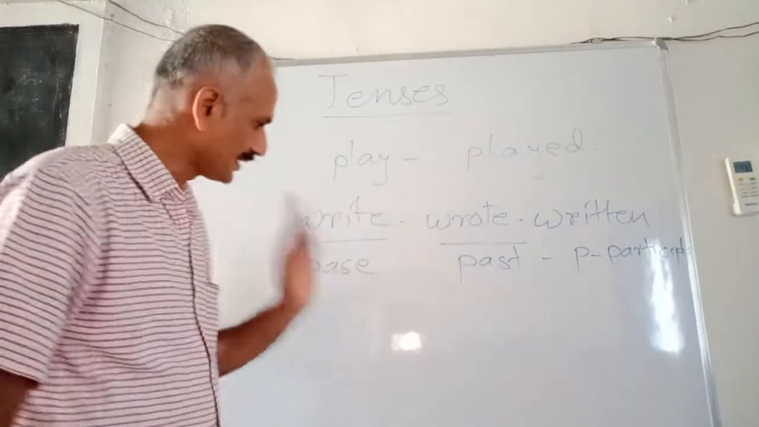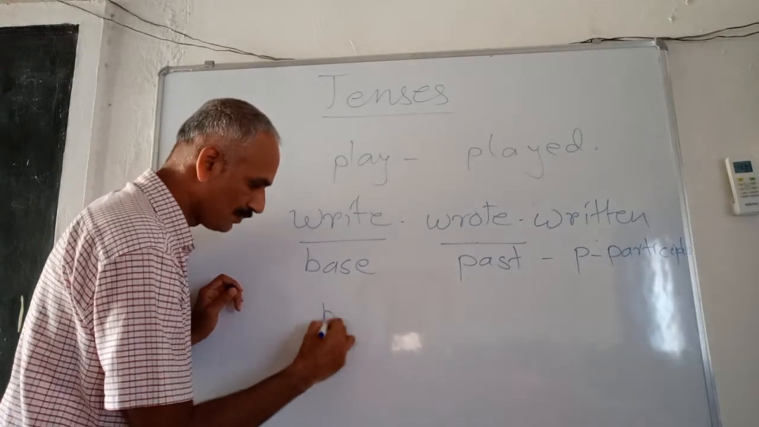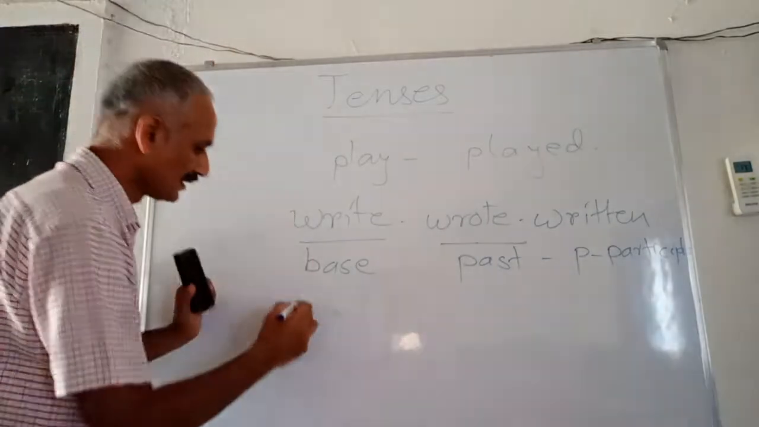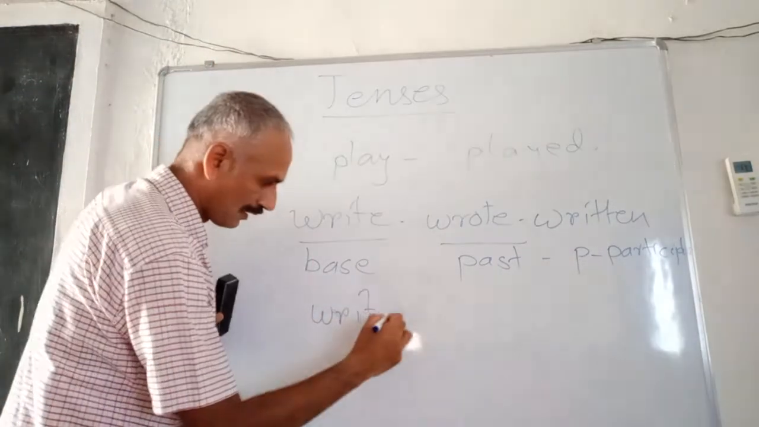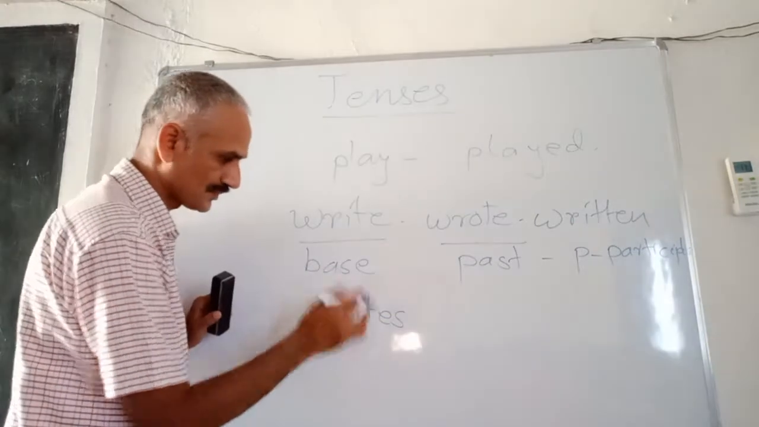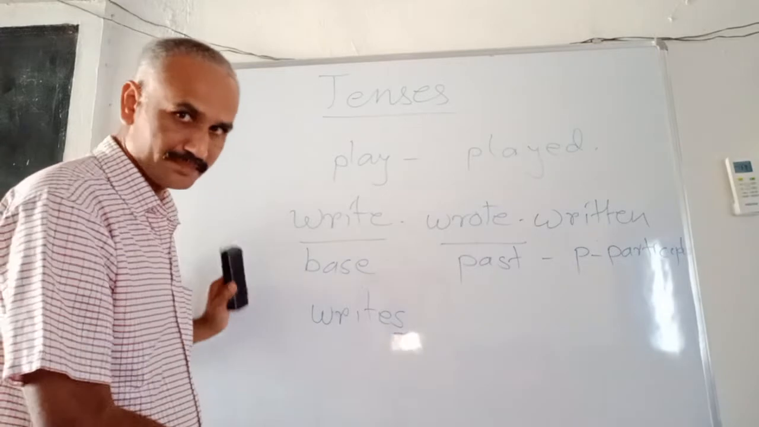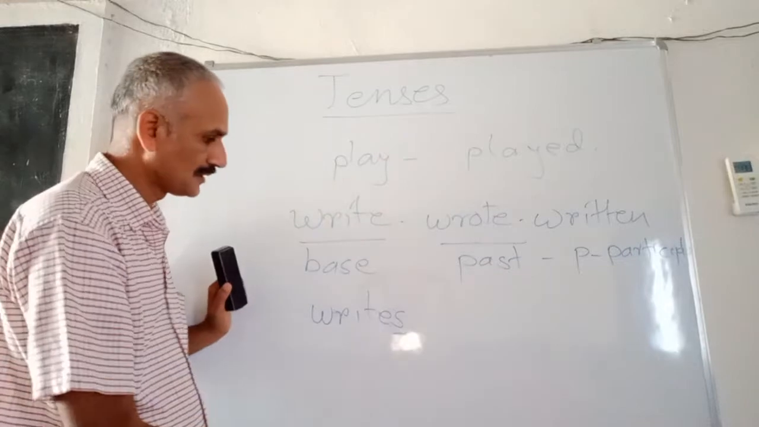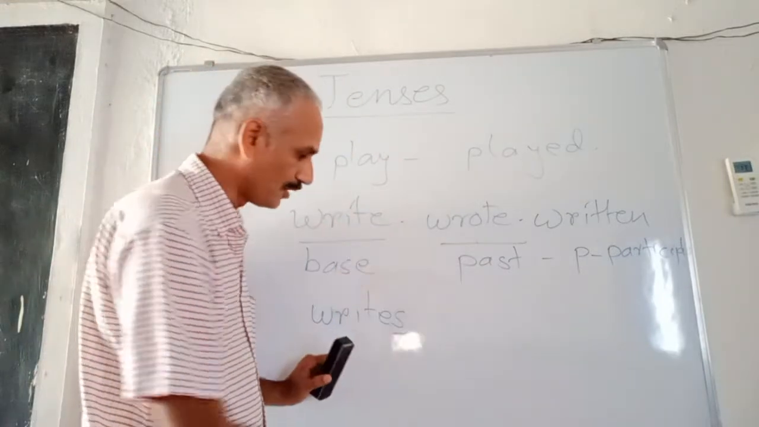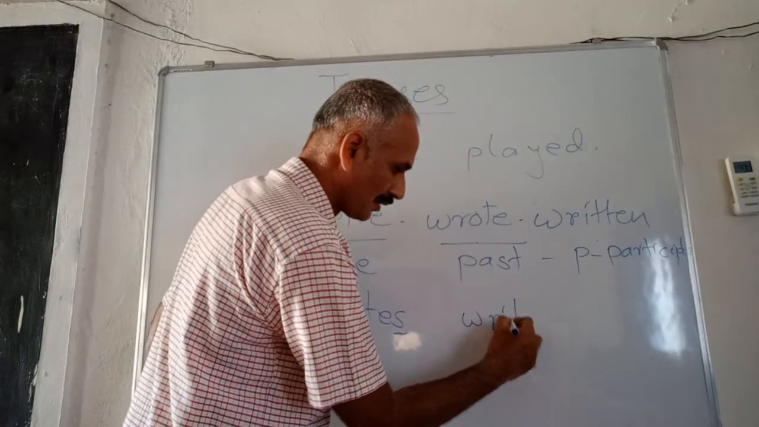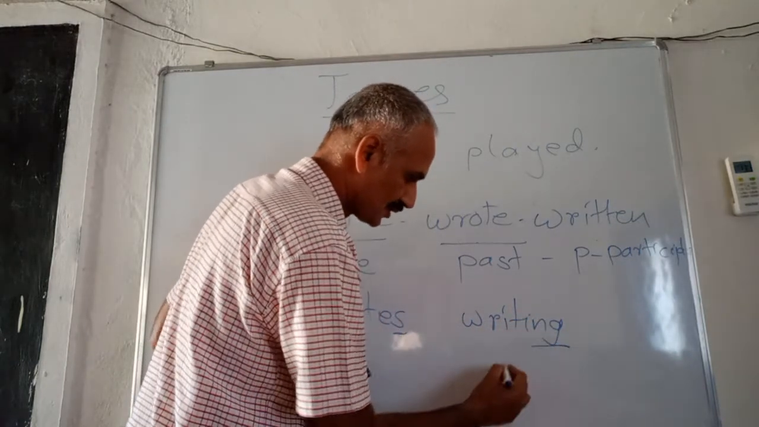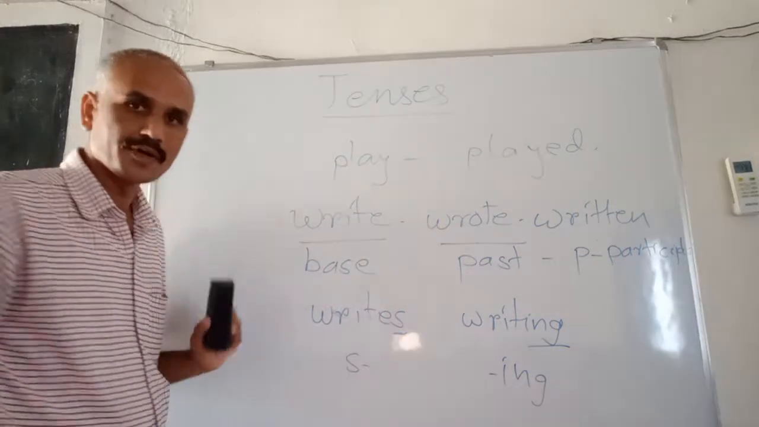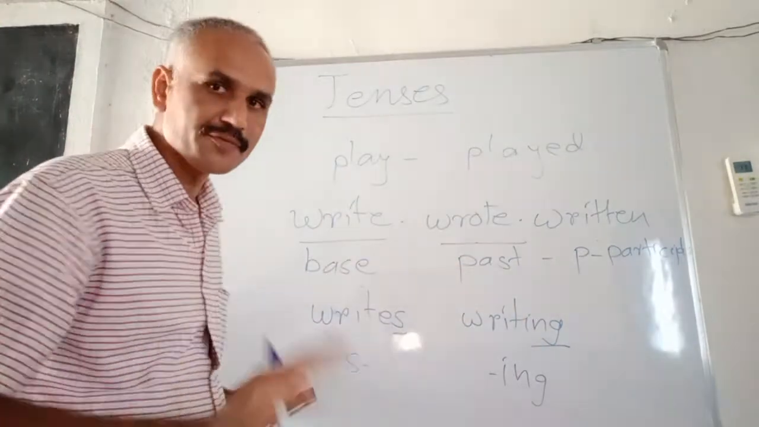Now, apart from this, we have verb plus s or es. For example, writes. This was the s form of verb, base form plus s: writes, plays. One more form, that is the ing form of verb. For example, writing. So this was the ing form of verb and this was the s form of verb. So all these are the 5 forms of verb.